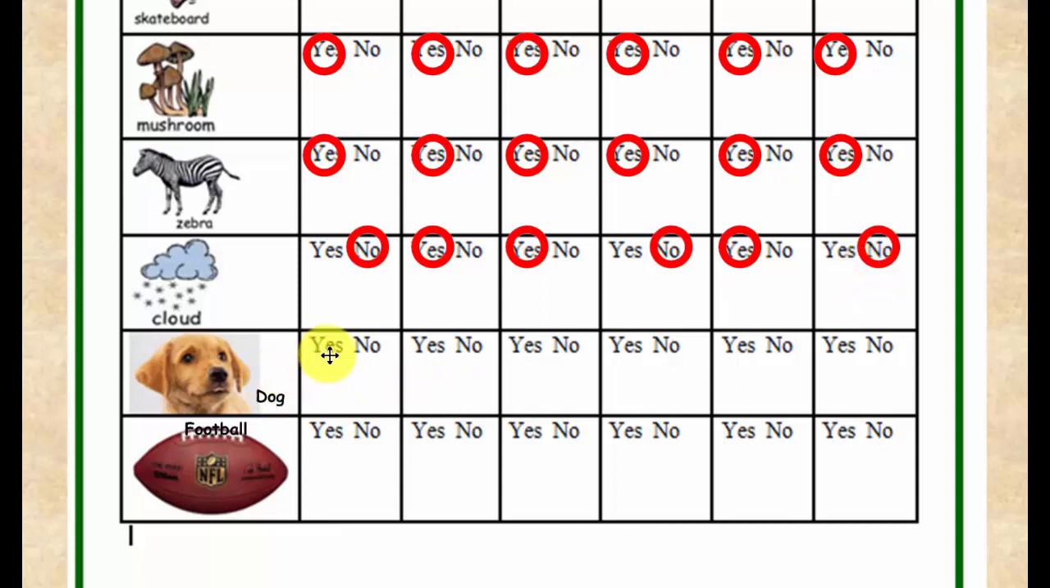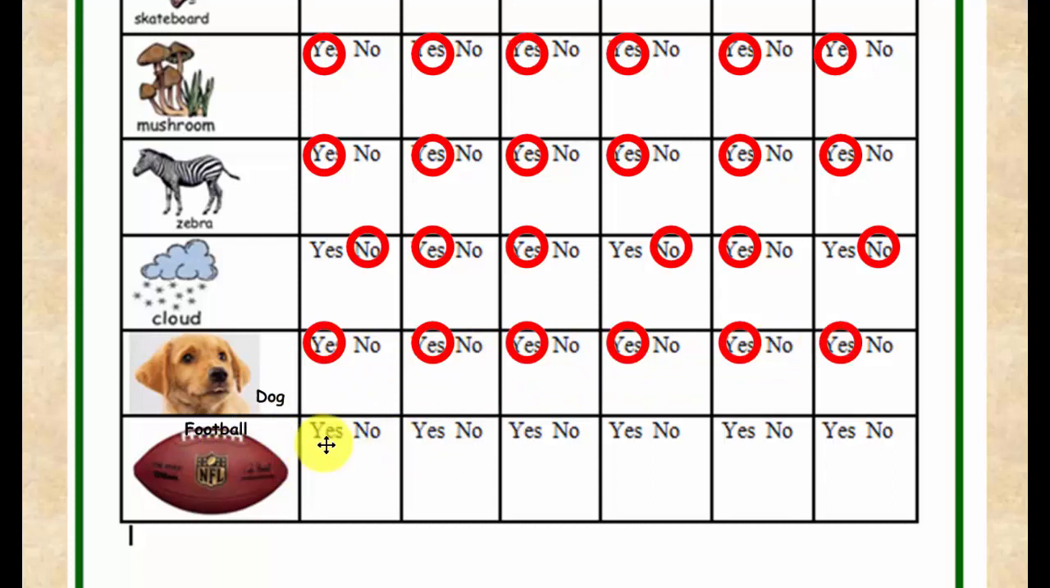The dog. Does it need food or water? Yes. Does it need air? It most certainly does. Does it grow? Oh yes, from a little puppy to a big dog. Do they reproduce? Yes, they do. And do they move? Yes. So we have 5 yeses, so it must be living. So the key point here is you have to have 5 yeses.